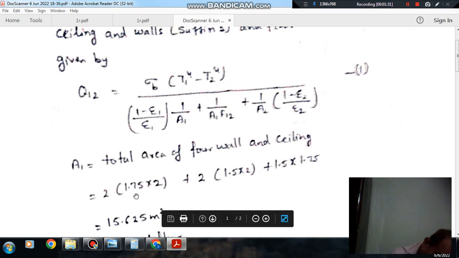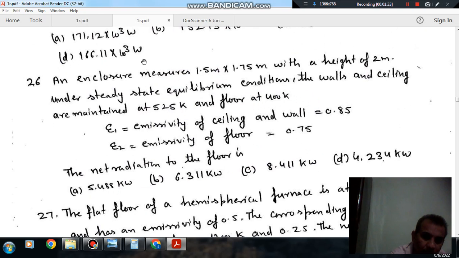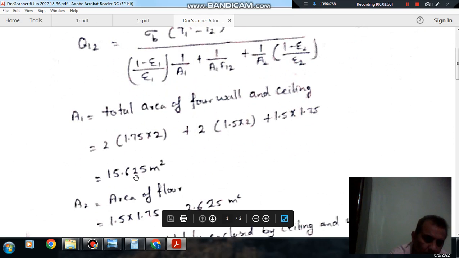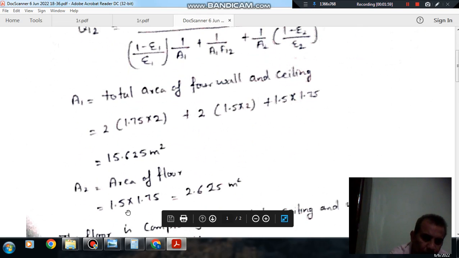The top of the enclosure is 1.5 meter by 1.75 meter. So two walls will be 1.5 into 2 into 2, and the other two walls will be 1.75 into 2 into 2. That is the area of the four walls, and the area of the ceiling is 1.5 into 1.75. So A1 is 15.625 meter square, and the area of the floor is the same as that of the ceiling, that is 2.625. Now we have A1 and A2.